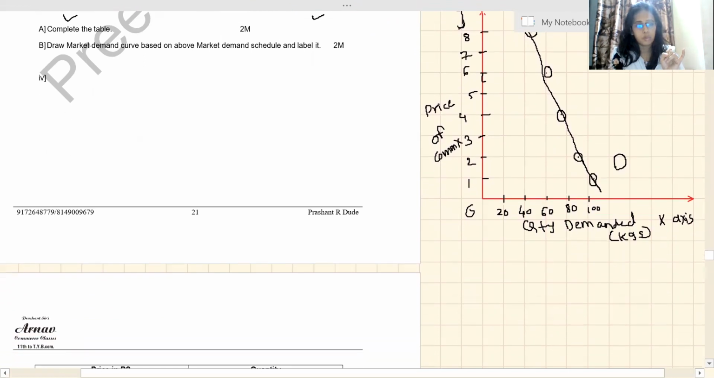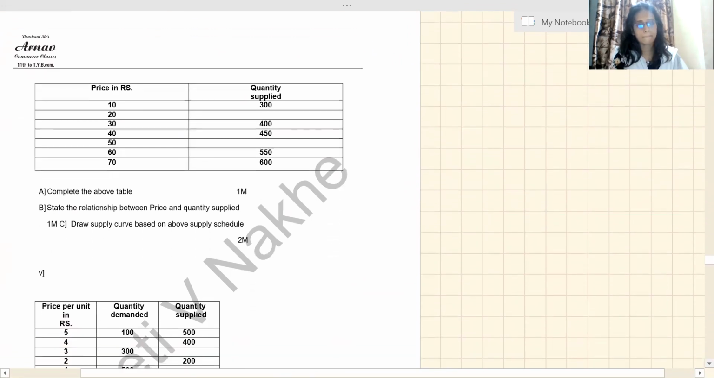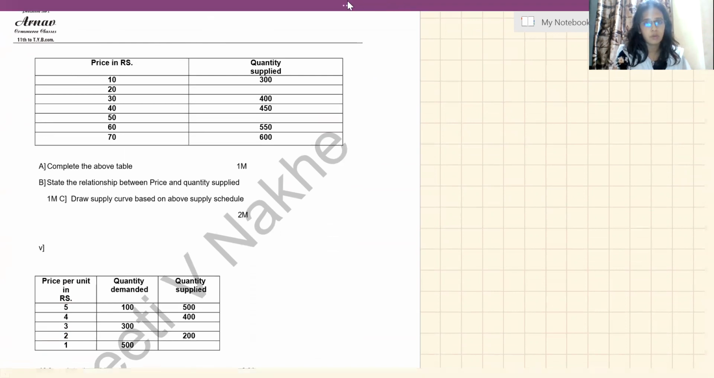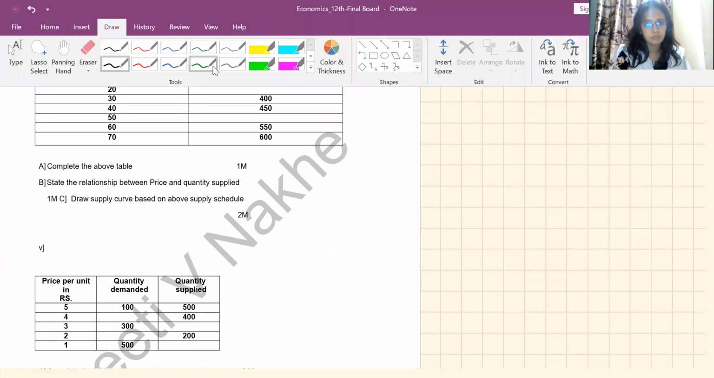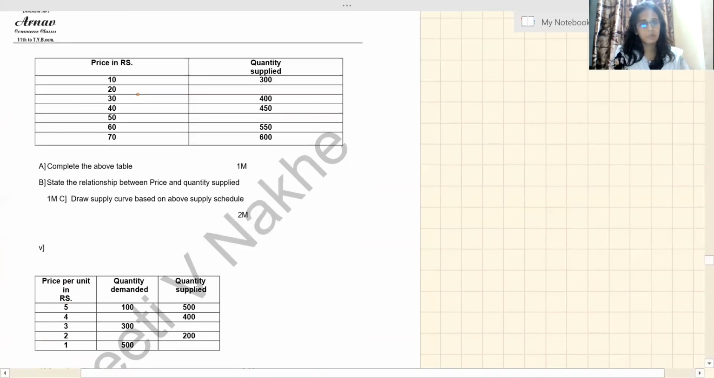Let's move on to the next. Okay, next, price in, we'll take some different color. Price, see, 10, 20, 30, 40, 50, 60, 70. And here you can see the way they are increasing. They are showing that it is increasing by 50. So we will write 350, 400, 450. So here it will come 500. Okay, now I've finished the table.